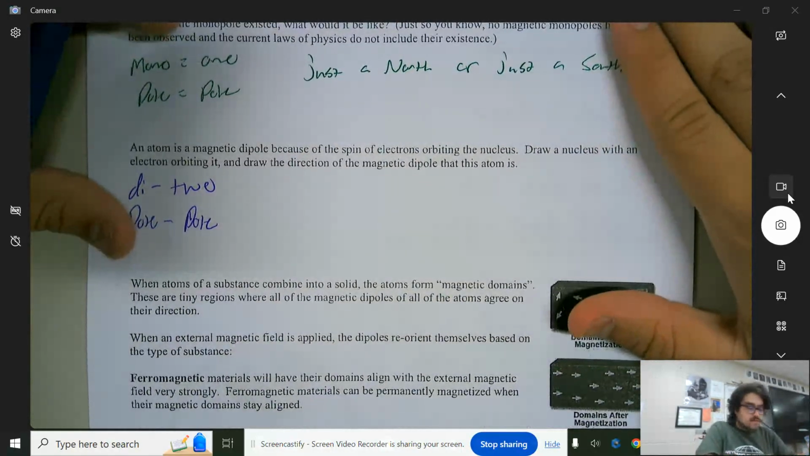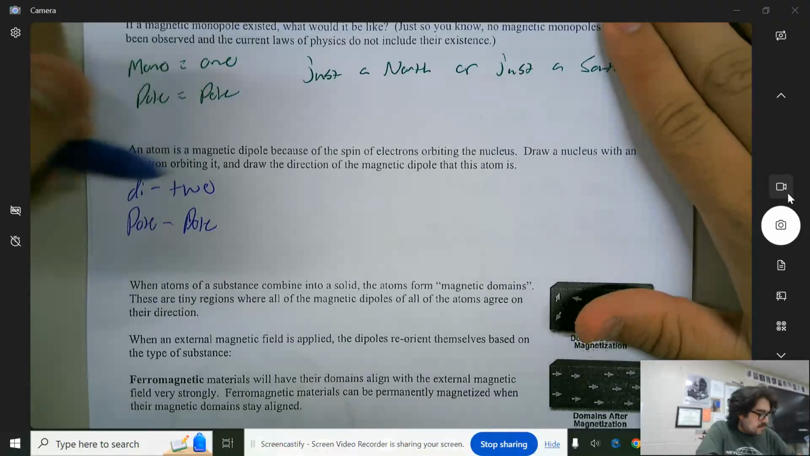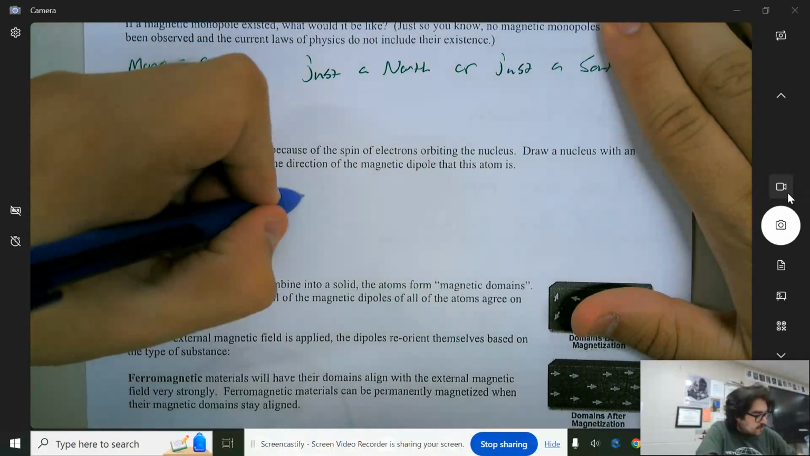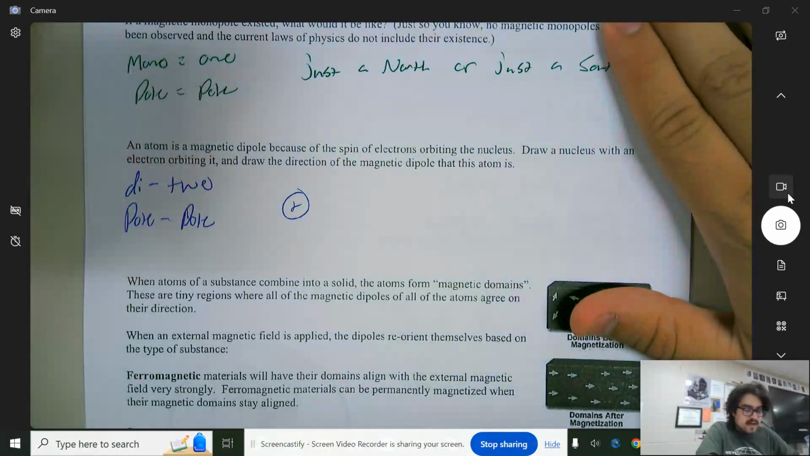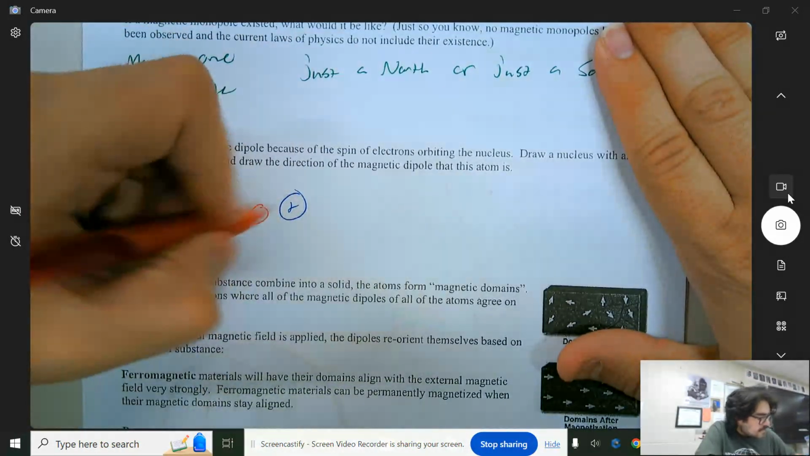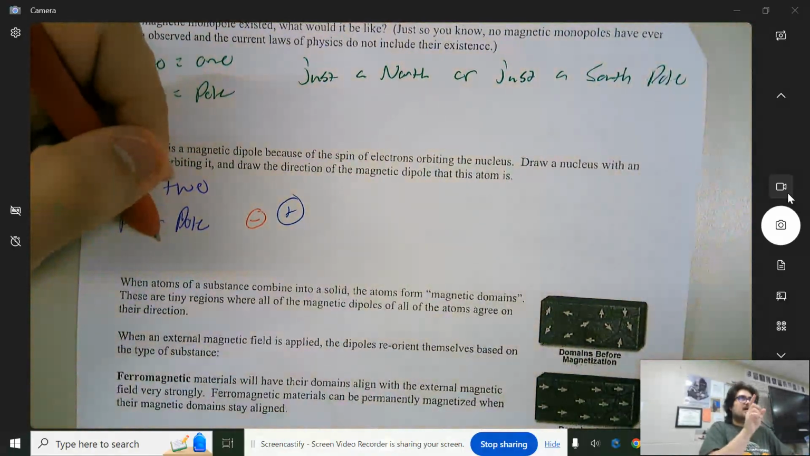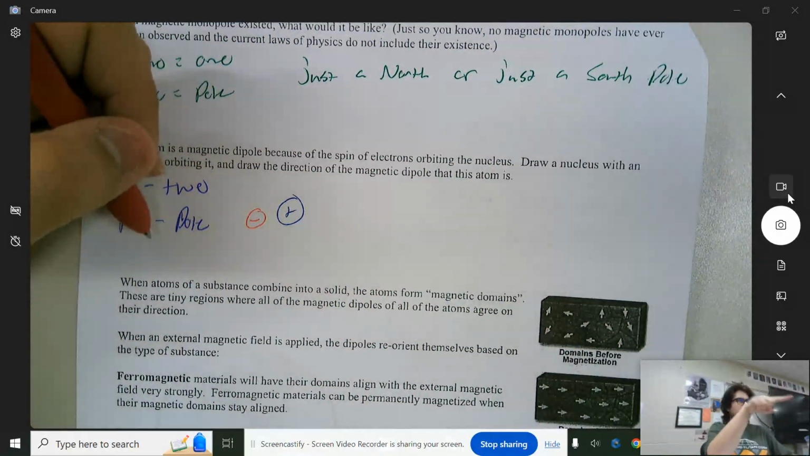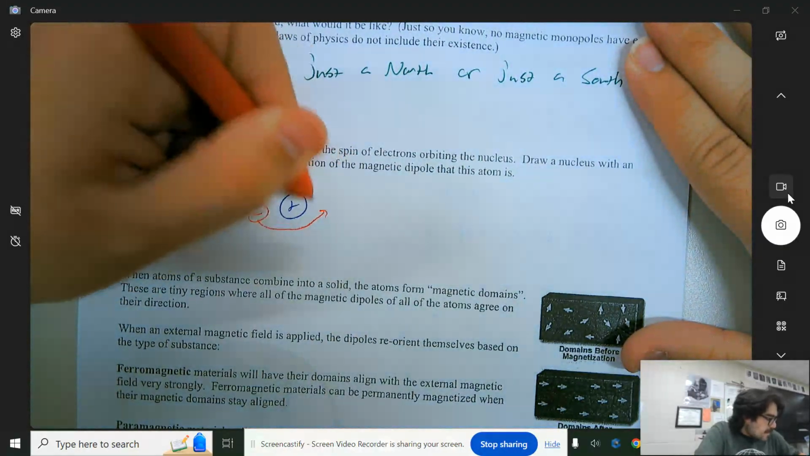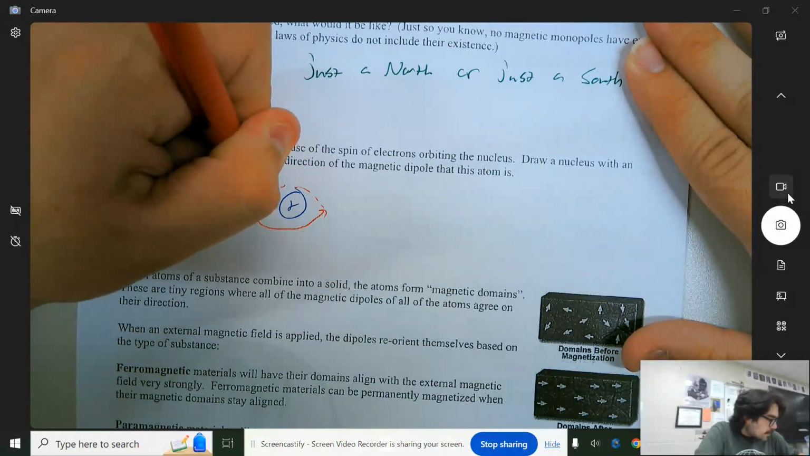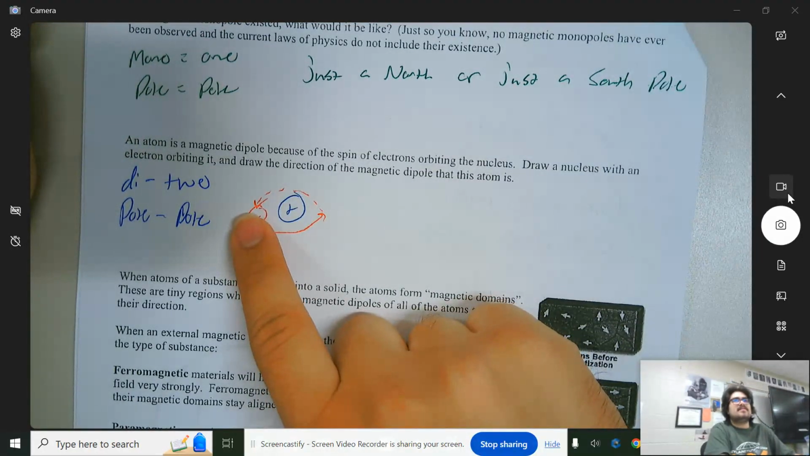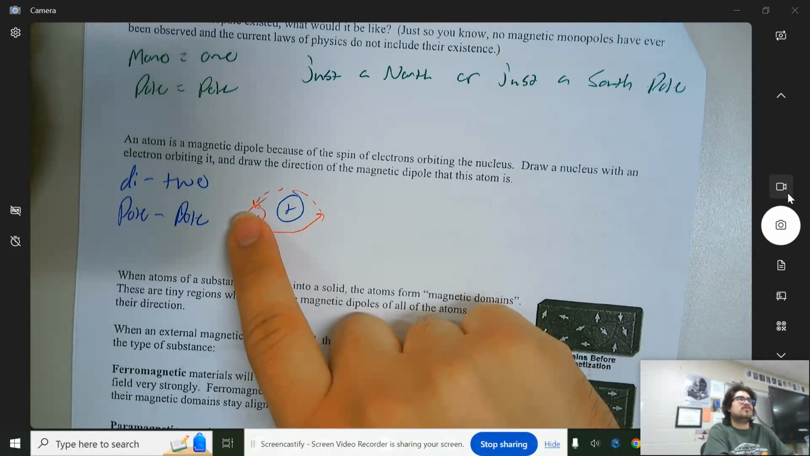Okay, so let's say that we have the nucleus with an electron orbiting it, okay? So here's our nucleus, and we have an electron orbiting that nucleus, and let's say it's orbiting counterclockwise, okay? And I want to be clear here, okay? This is orbiting in a way that is perpendicular to the plane of the page.